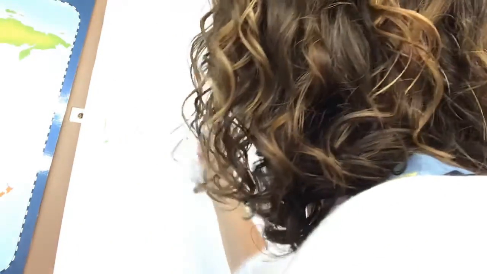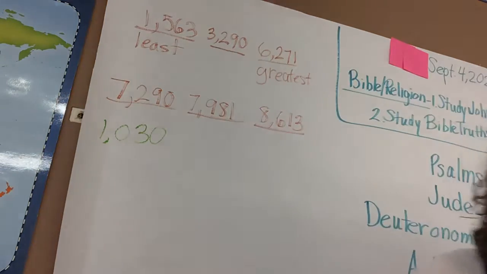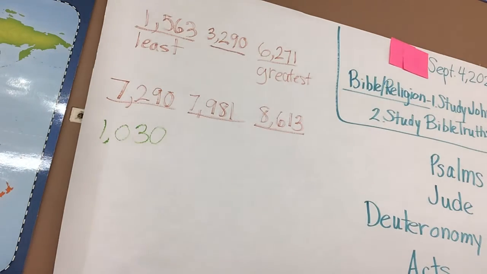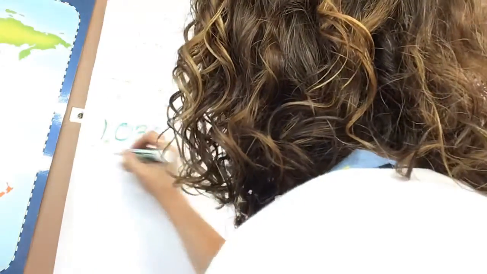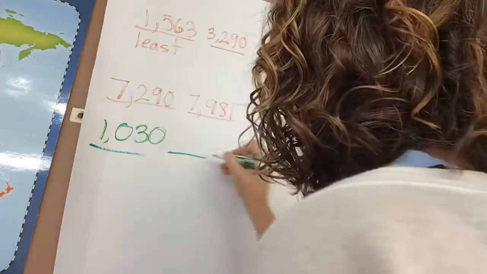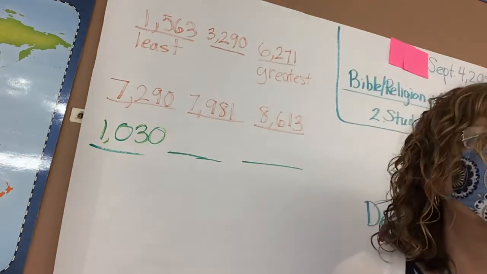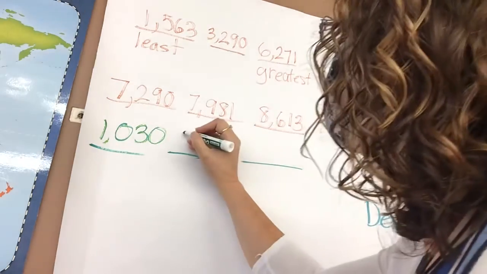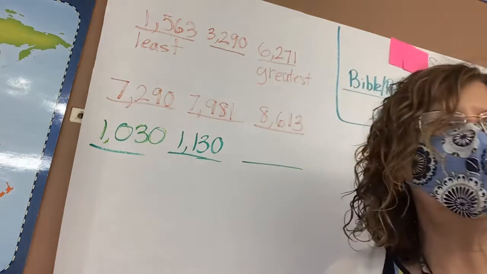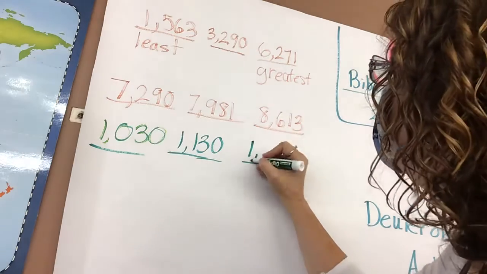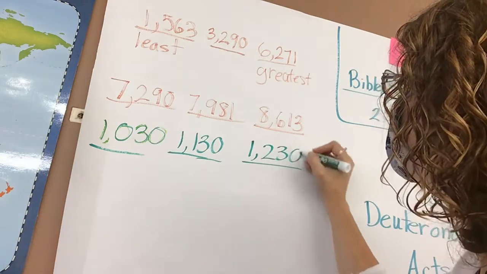1,030. And this one doesn't write any better. There we go. That's better. All right. What about the middle one? Which one comes next? 1,130. And the greatest one? 1,230. Very good.